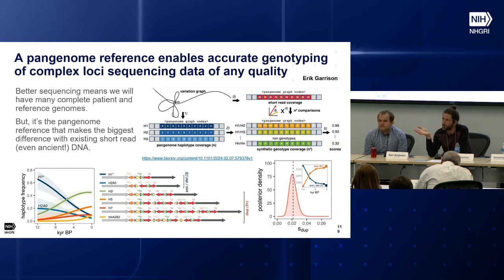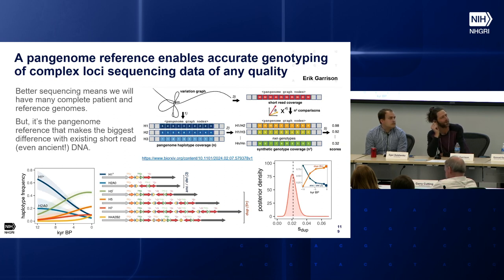But this is really cool. We're using ancient DNA to do this, right? So the point I'm trying to say is that that's very low quality data, but having a really good reference is really, really important, because that's then the limiting factor in our ability to look back in the past and understand what's happening. So I guess I'll leave it at that so we can continue.